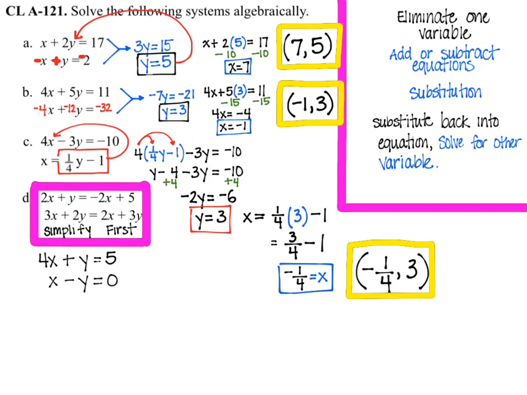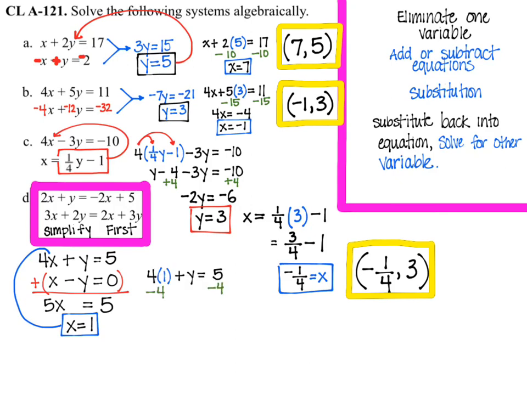And now you'll notice that your y's are opposite. I've got a positive 1y and a negative 1y. So if I just add those two equations together, the y's will be gone. I solve for x. I now substitute that x back into either of the two equations and solve for y, and I have my ordered pair.